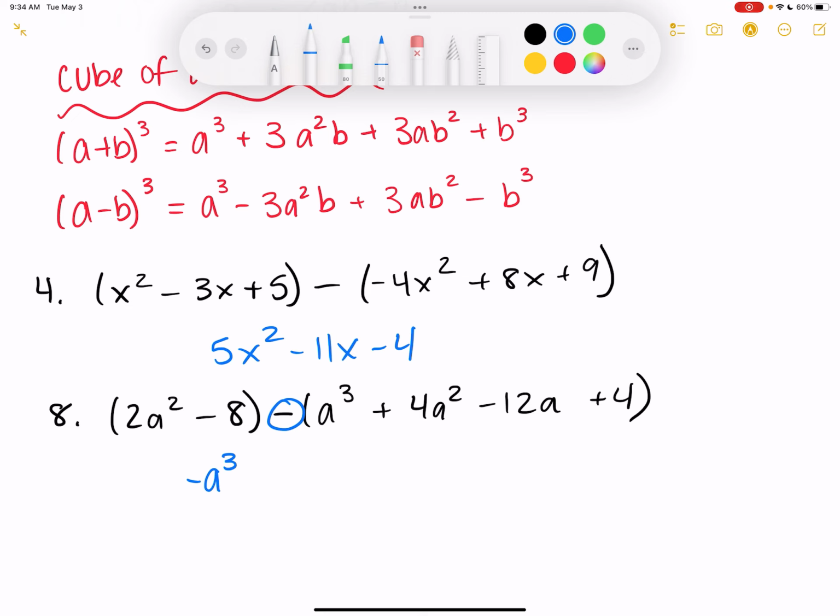2a squared minus 4a squared is negative 2a squared. There's not an a term in the first part, but I see one in the second part. So minus negative 12a is positive, plus 12a. And then negative 8 minus 4, negative 12. I like those.